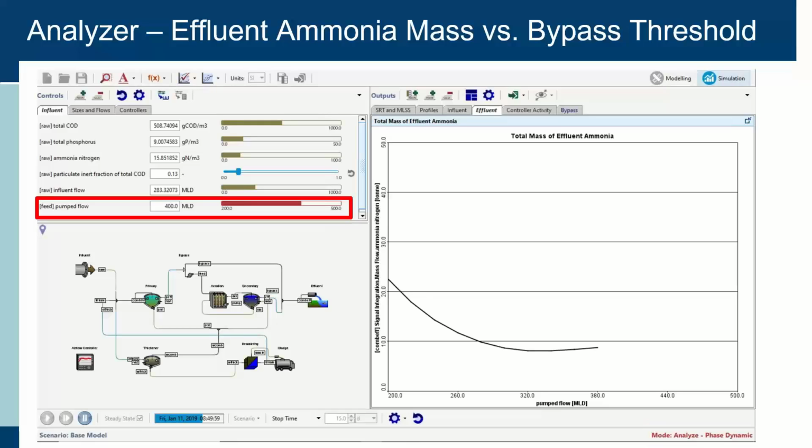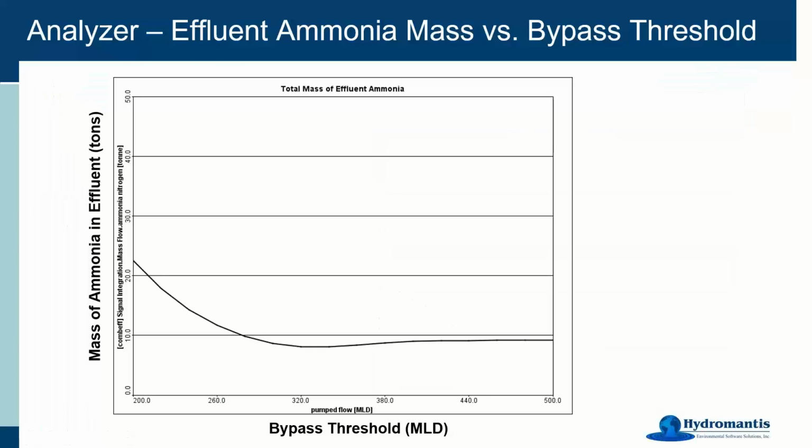What I'm doing here is I set that up so that it's doing it on influent flow. It takes a little while to run this. I think it was about 8 or 10 minutes. I did it at a fairly high resolution. I was stepping from 200 MLD up to 500 MLD in steps of 25, so I got a nice smooth curve here. And what that told me was the amount of ammonia in the effluent over those 15 days versus that bypass threshold. So let me go back and show you what the slide looked like.